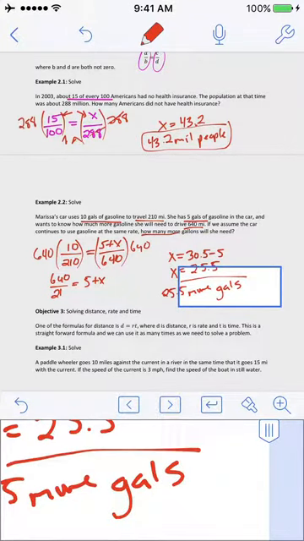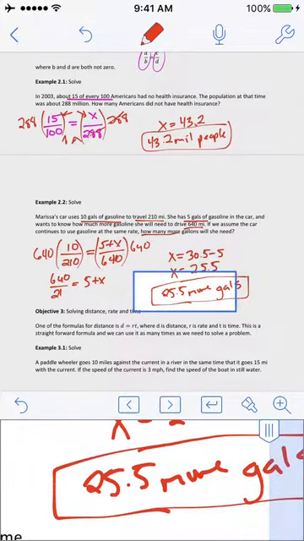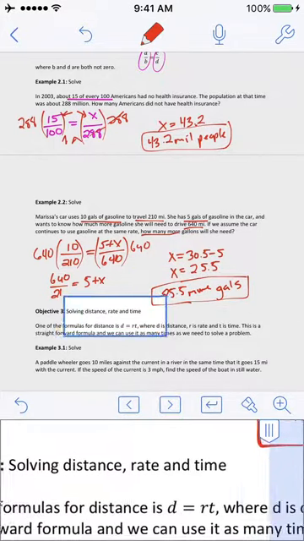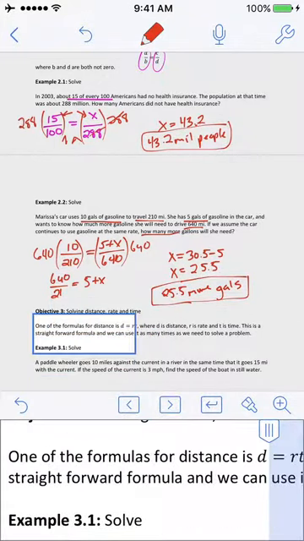gallons. Alright, proportions. Pretty easy, right? Proportions are nice, once you set them up. It's kind of tricky setting them up, but after that, they're pretty nice. Okay, distance, rate, and time.